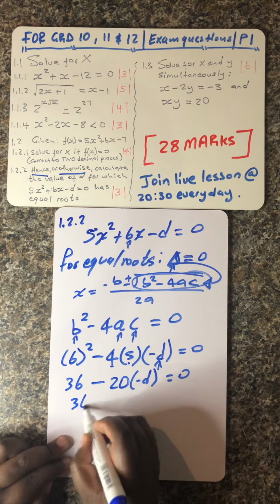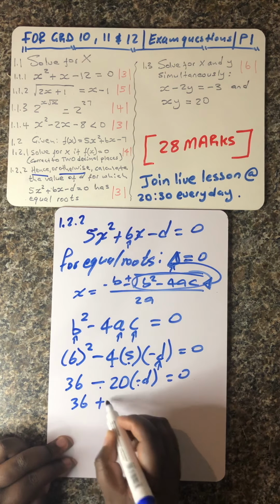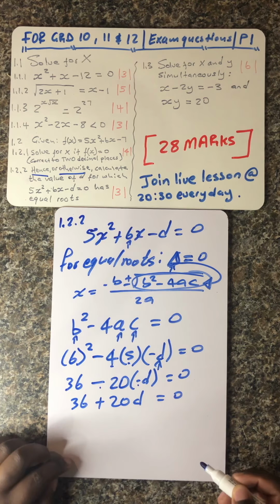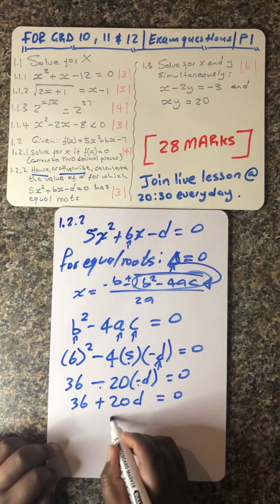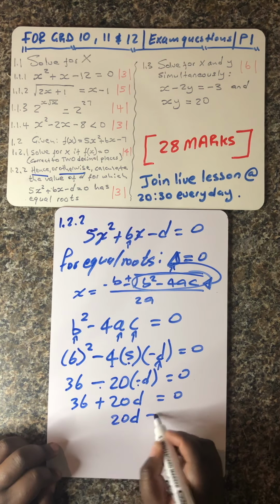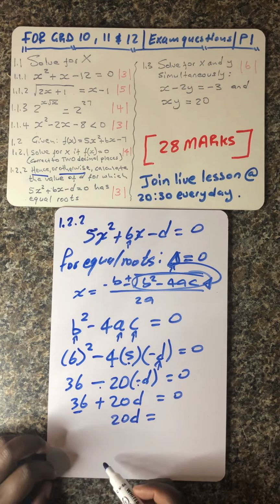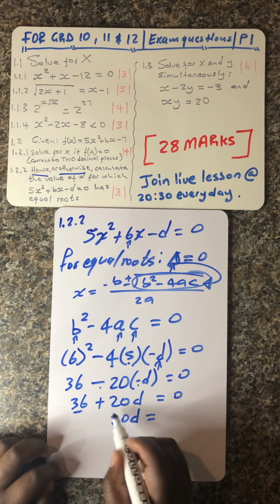So that means you've got 36. Obviously, negative times negative becomes positive, which is plus 20d is equals to 0. Okay, so you move this to the right side of the equal sign. You remain with 20d on the left side. Why do you only move this one, guys? It's because you want to have the letter on the left and then the numbers on the right.